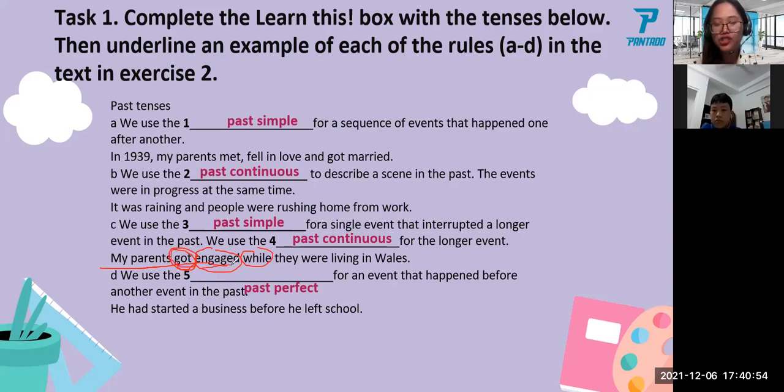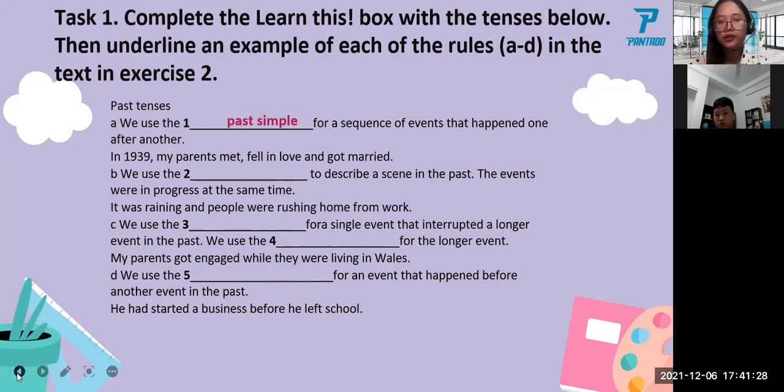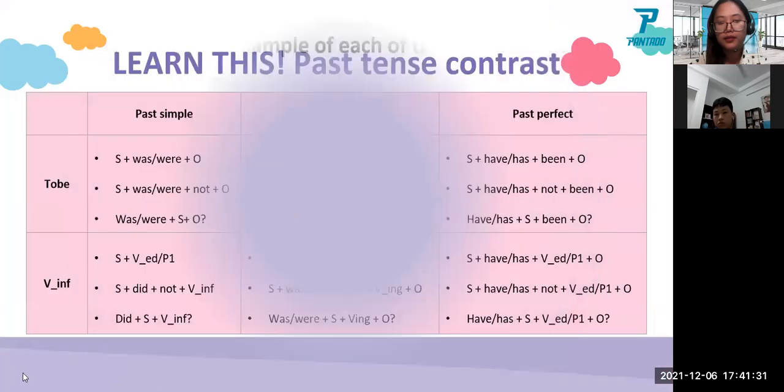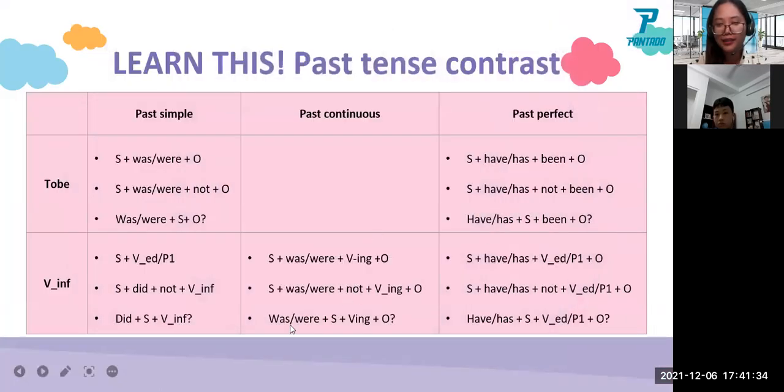And then engaged. And then here, they is the subject, were living. Subject plus were plus verb ing, living, right? In Wales, the object. Okay, this is an example of past continuous. Let's go back to the last page. I'm sorry. Here, past continuous, okay?